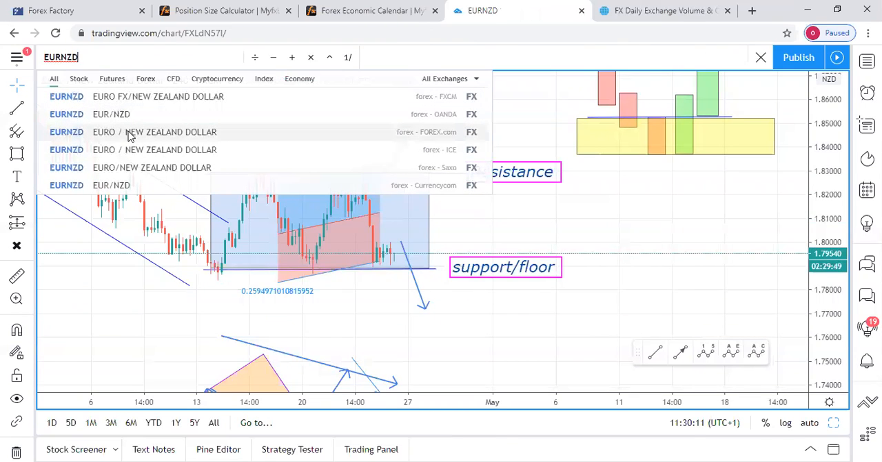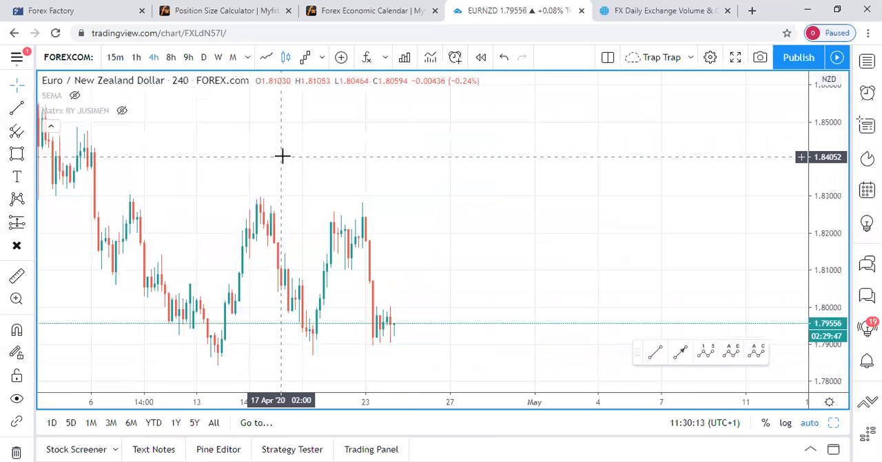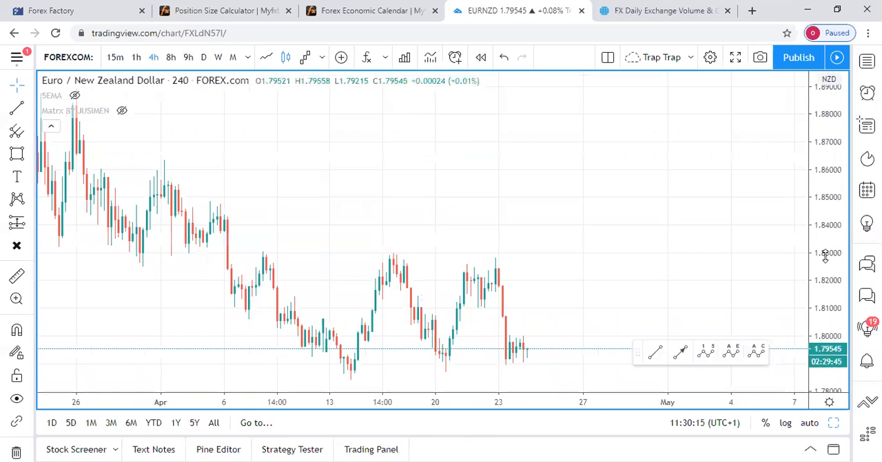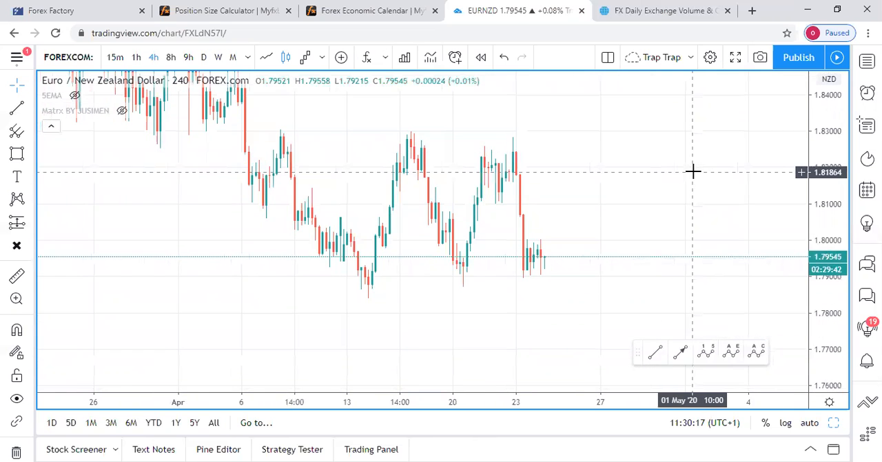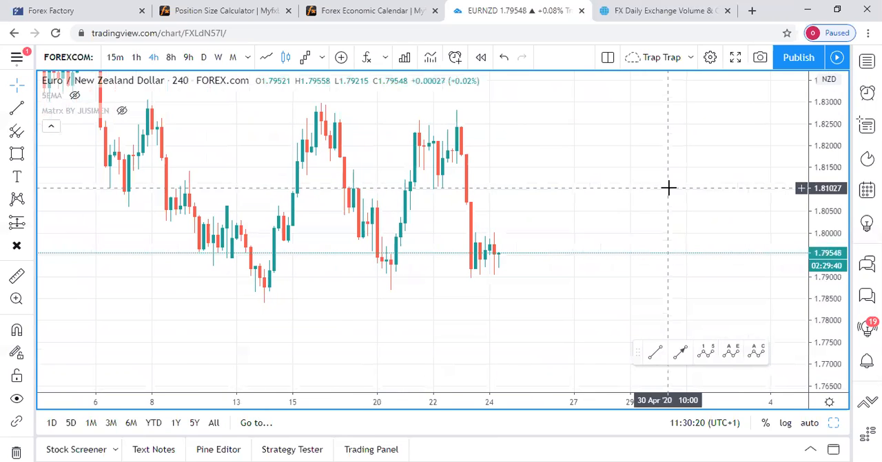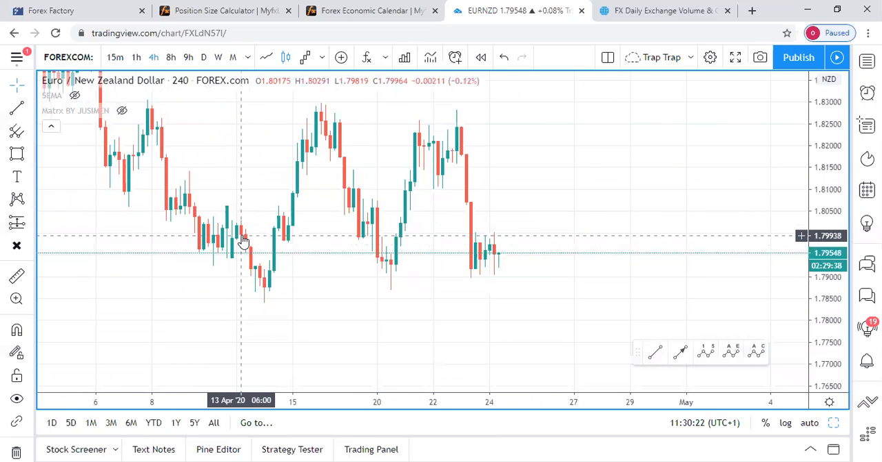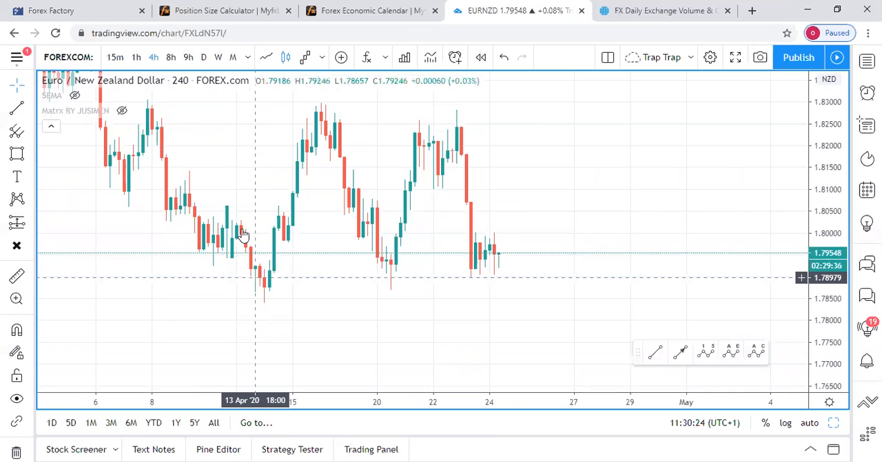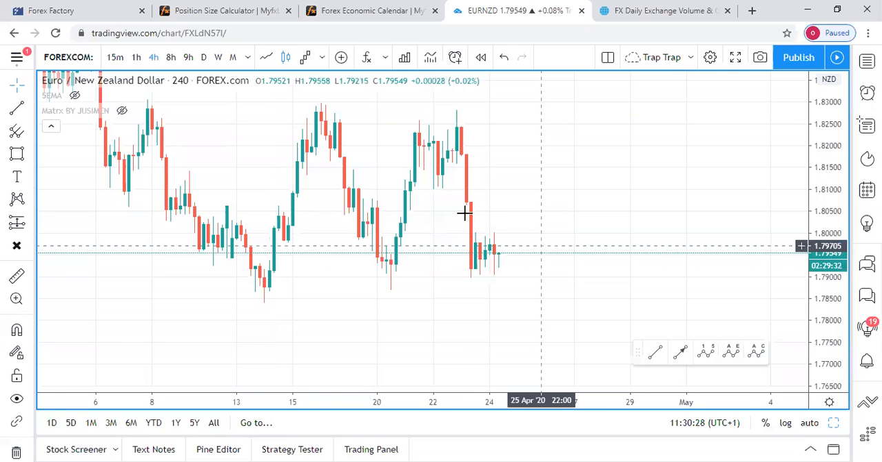Let's use forex.com. Right, so let's now see how we treat this. Great. Now notice we have some down candles. Can we see those down candles, those bearish candles? Then we have this bullish candle. Let me magnify more.